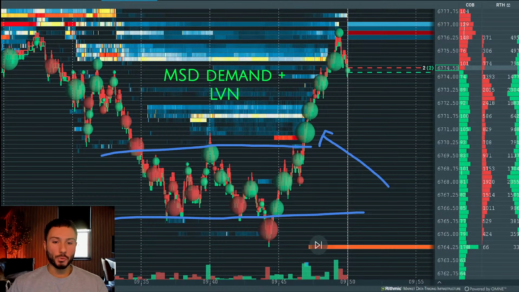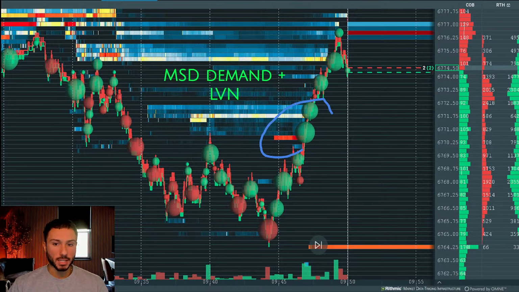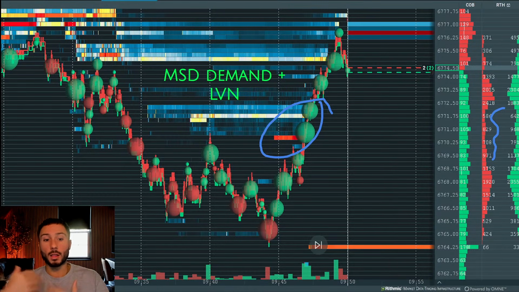So the market then rallied, and because of all of this aggressive buying volume right here, it formed this low volume node. You see how there's a lot of different confluence and a lot of different things aligning, showing that we don't see a significant rally just yet. From the low to the high here, it's 13 points. We don't see a significant rally just yet.